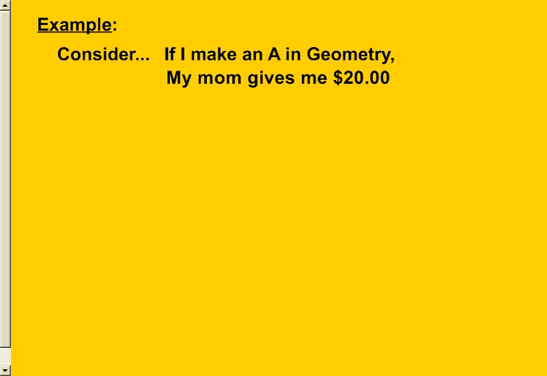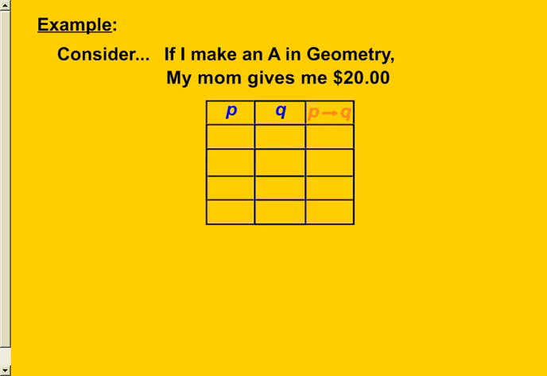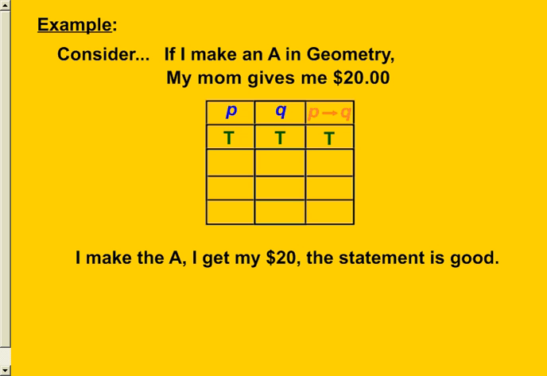Okay, now let's look at the one that really needs to be considered, and that would be the implication or the conditional table. If I make an A in geometry, my mom gives me $20. Now you can see the difference between this statement and the two previous statements. In order for this one to work, something must happen first. Okay, so here comes the implication table. The implication table is true all the way across for starters, and that would be I make the A, I get my $20. The statement is a good statement.